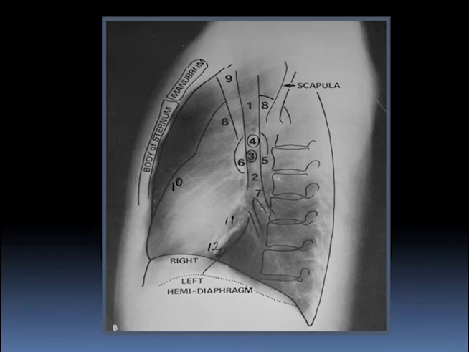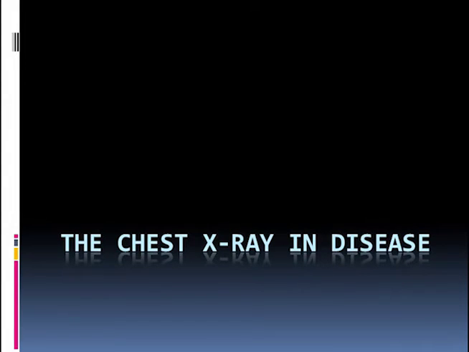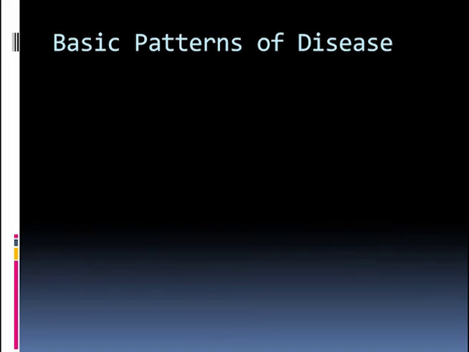Number 10, that hard border is formed by the right ventricle. Number 11 is the area of the left atrium. And 12 is the left ventricle. Now, we've got to remember that the right diaphragm goes all the way to the front, and the left diaphragm stops at the heart. Now we're going to talk about the chest x-ray and disease.